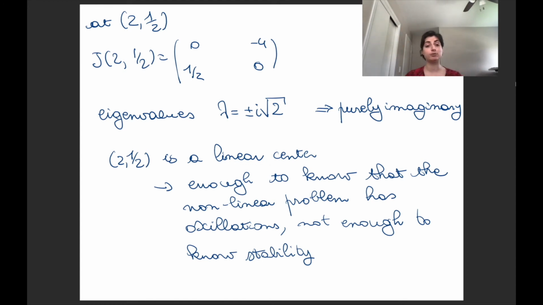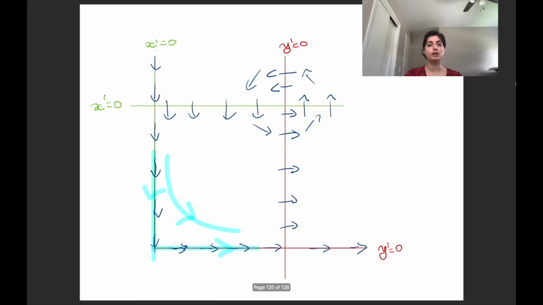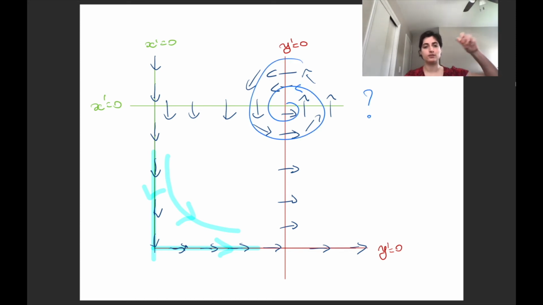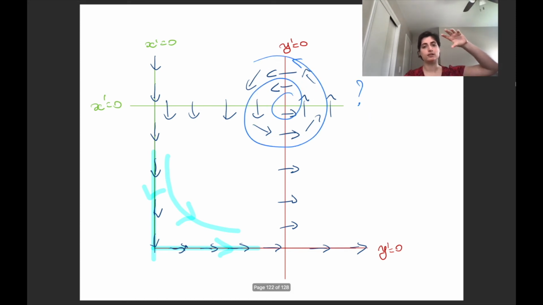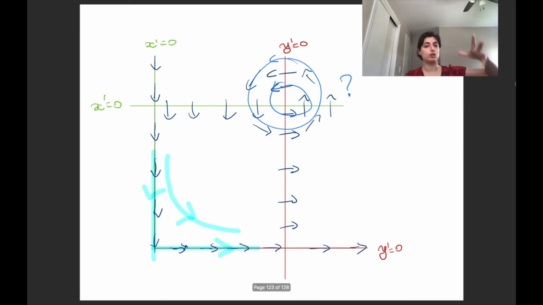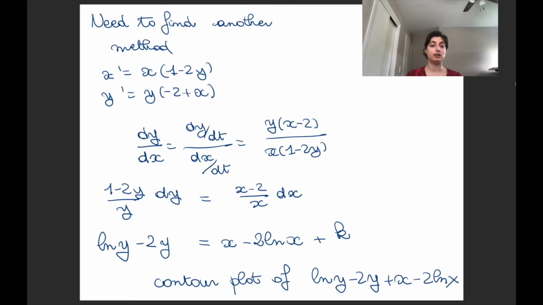In order to have more information about it, we need to find another way to approach this problem. So our information is like this. We know that at 0, 0 we have a saddle node, and we know there is some turning around on the other equilibrium. Stability still unknown. Is it a stable spiral that is moving towards it, away from it, a circle? All are options. A squiggly circle. It's nonlinear after all. So we have to find another method.